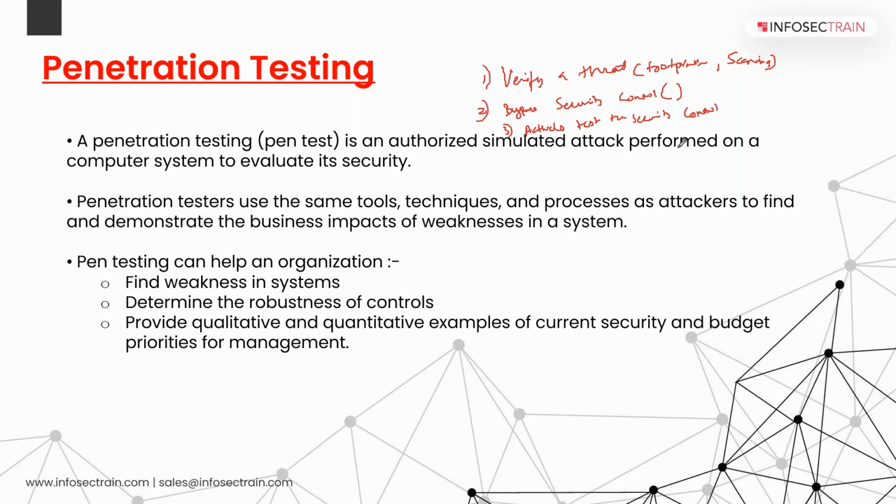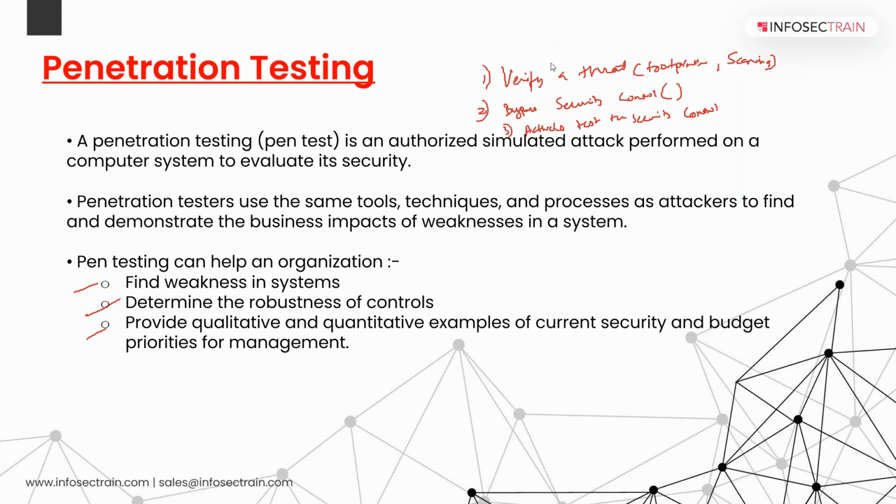Okay, find the weakness in the system, determine the robustness of the control, and provide qualitative and quantitative examples of occurring security issues and particular bugs, prioritized by the management according to the budget. Yes, vulnerability assessment is the same as your ethical hacking.